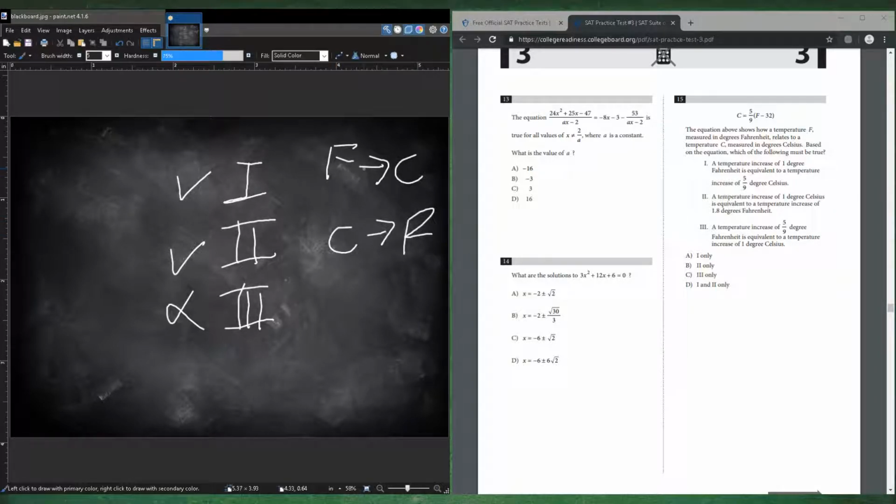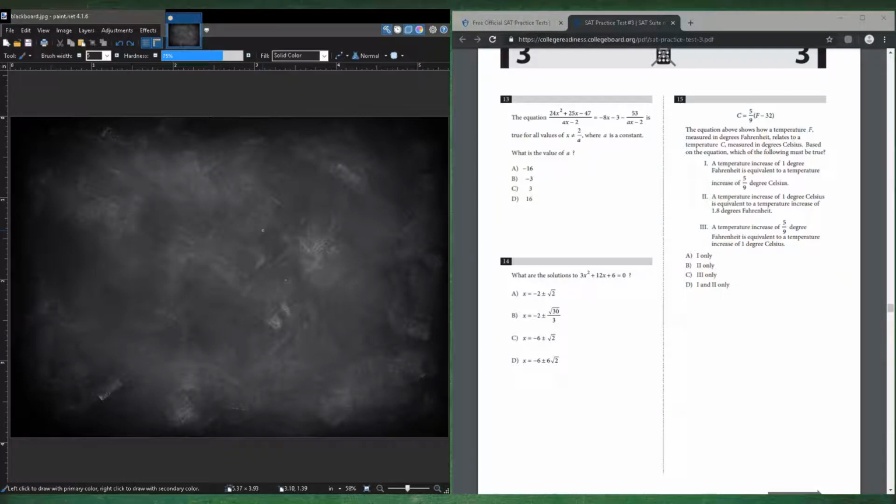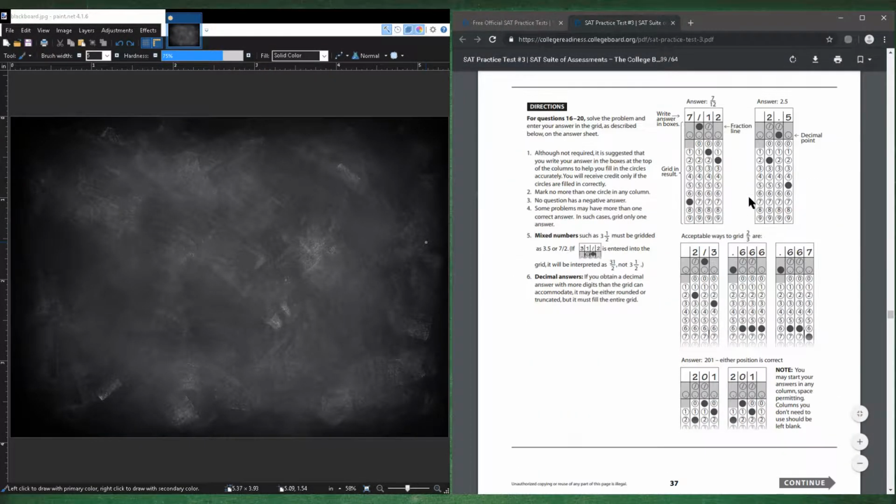So if Celsius increased by 1, then you've got to invert the slope, which is 9 over 5, which is 1.8. So yes, 2 is true. So the answer is D. Sorry about that. Now we're done with all the multiple choice. Let's go to the free response.